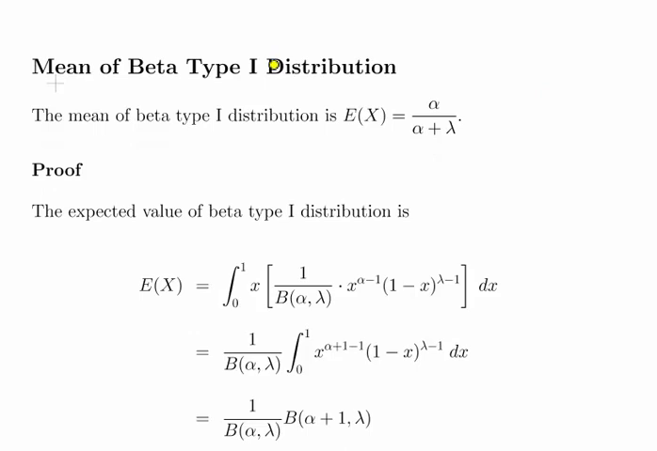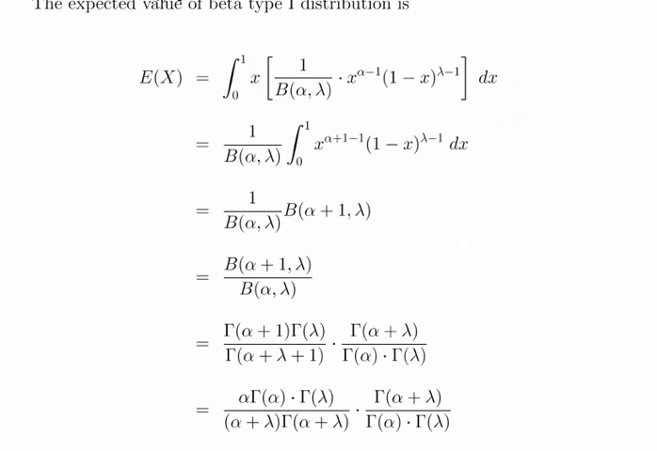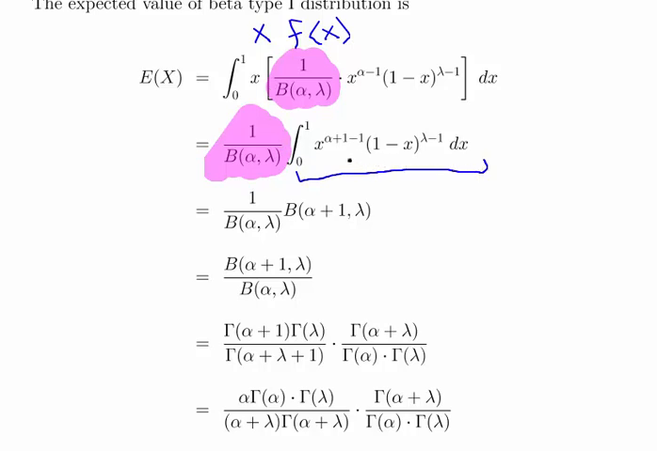So what we have to show here is that the mean of the beta type 1 distribution is given as follows. The expected value of x equals alpha divided by alpha plus lambda. Straightforward enough, really. This actually looks really complicated in the first instance, but essentially we're going to take the usual format. We have x times the probability density function. Now this is essentially a constant in terms of x, so we can bring it out here, and what we actually have is something expressed in terms of the beta function.